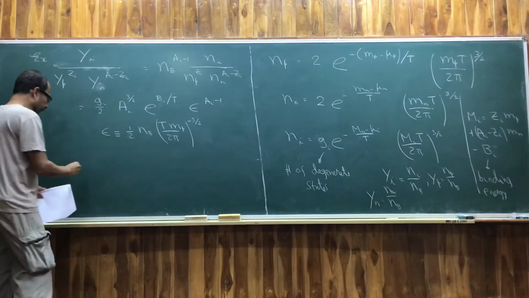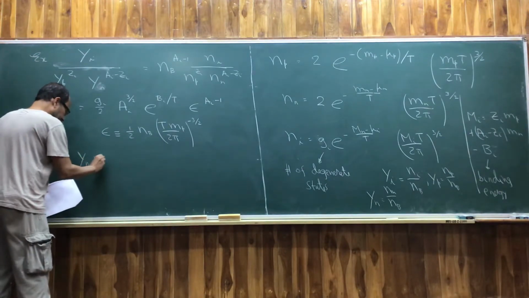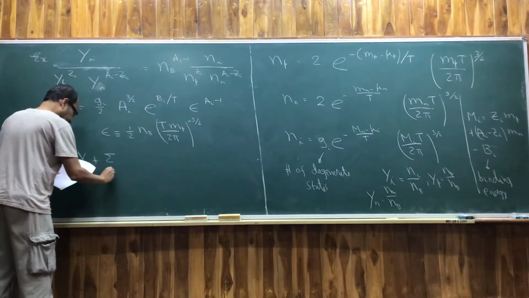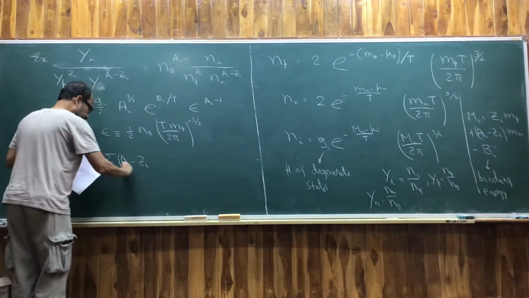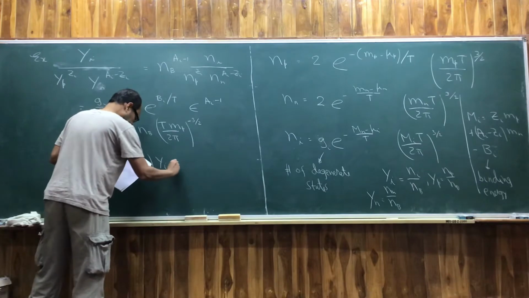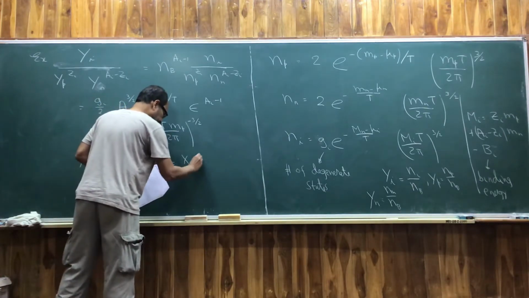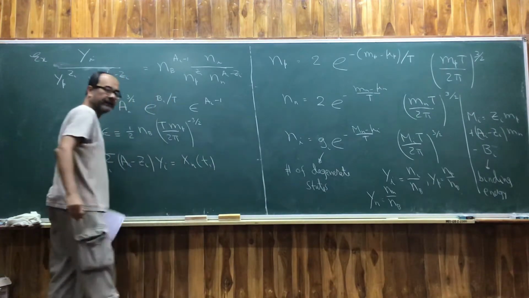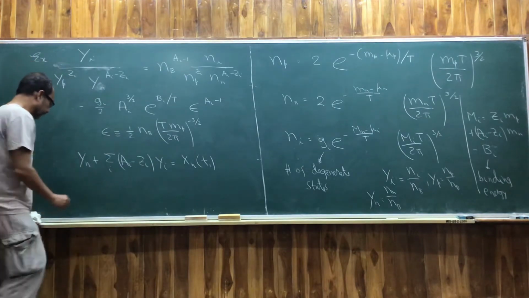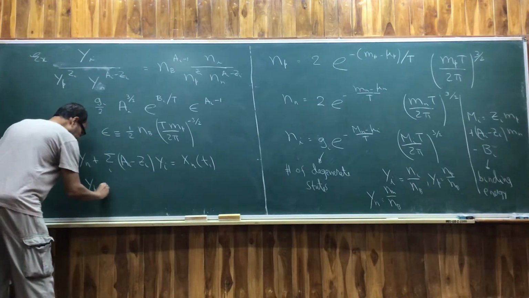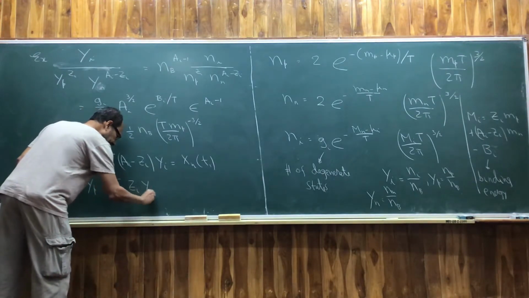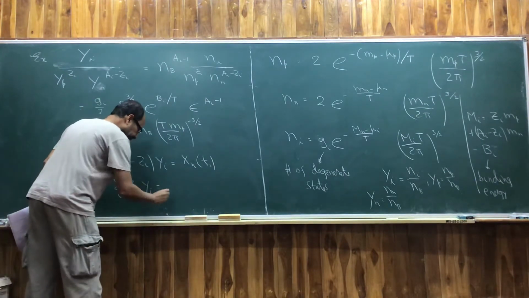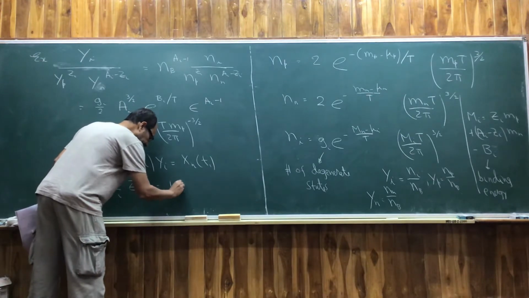Those equations are simply yn plus the sum over i of ai minus zi times yi is xn. This is the fraction of neutrons that we have at time t1, and yp plus the sum over i of zi yi is 1 minus xn.